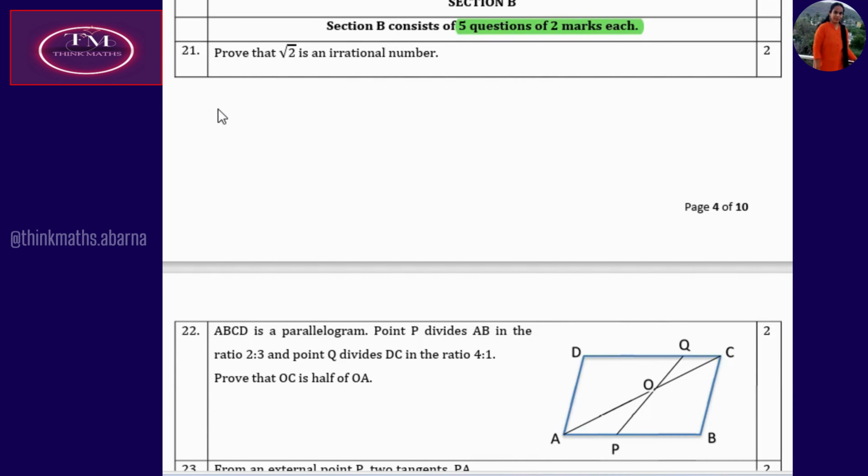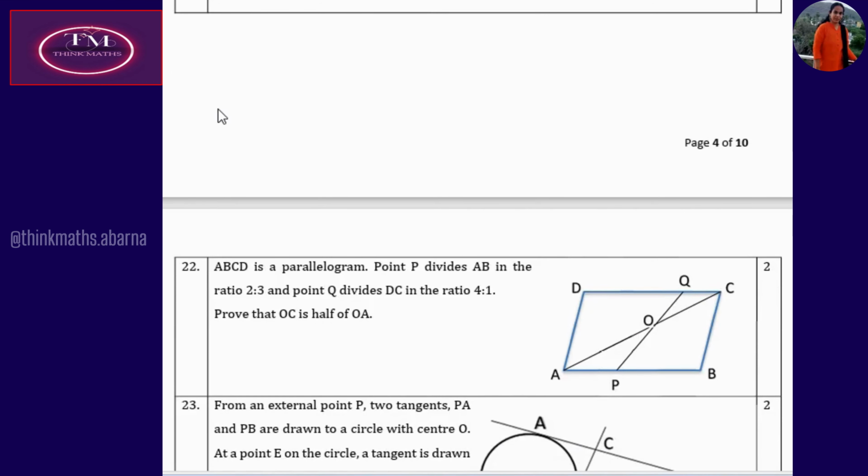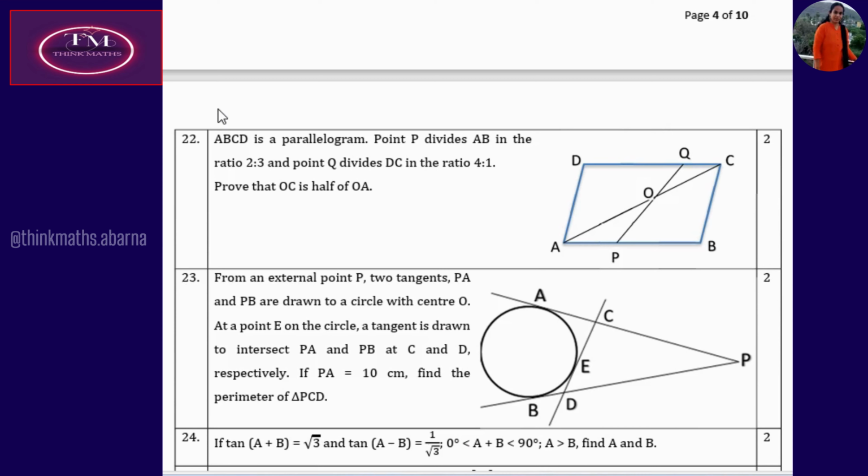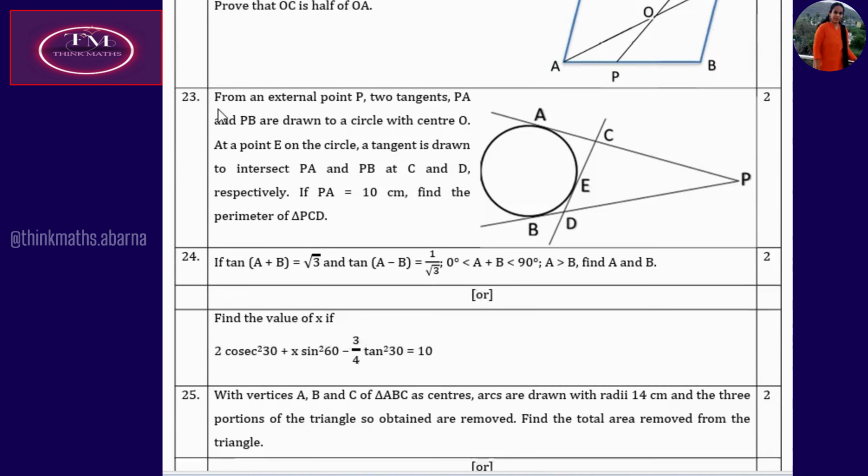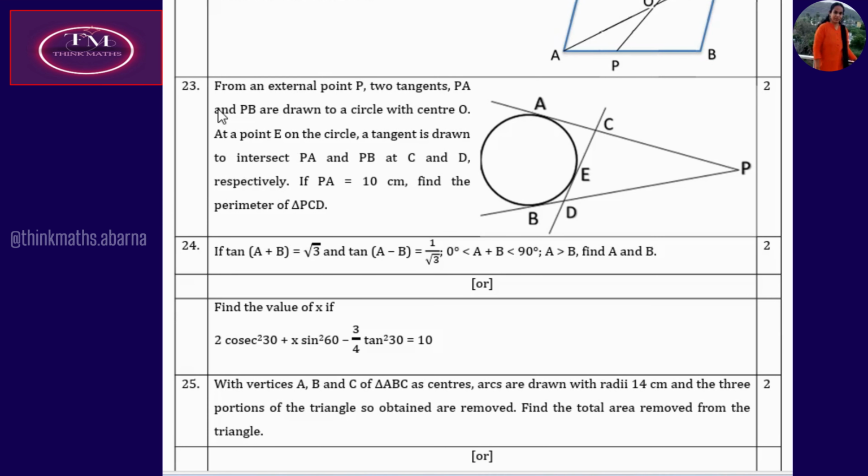First one is 21: Prove that root 2 is an irrational number. Next is about the parallelogram, where you have to prove OC is equal to half of A. There is a 23rd question based on circles and tangents, and the 24th is based on trigonometry.